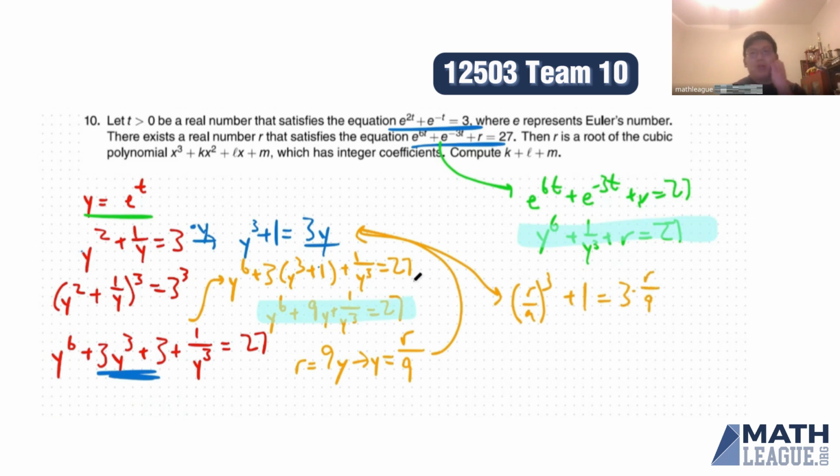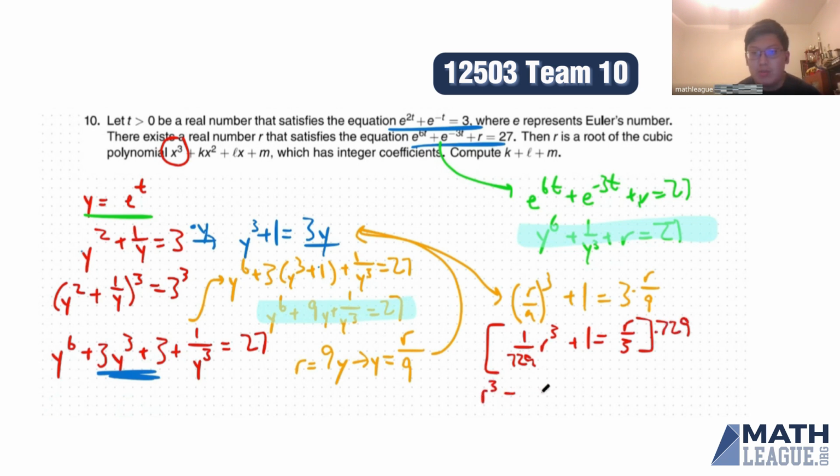Because we're trying to find a polynomial of which r must be a root, doing this gives us the equation 1 over 729 r cubed plus 1 is equal to r over 3. Now, we have to have a leading coefficient of 1, so we're going to multiply this by 729 and move everything to the left-hand side. That gives us r cubed plus 0r squared minus 243r plus 729 is equal to 0, not plus 1, plus 729, excuse me.